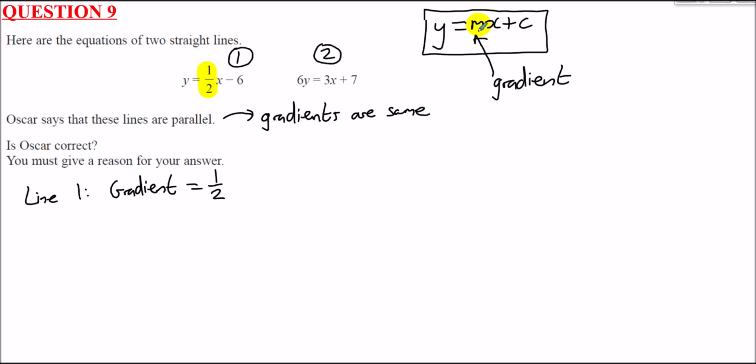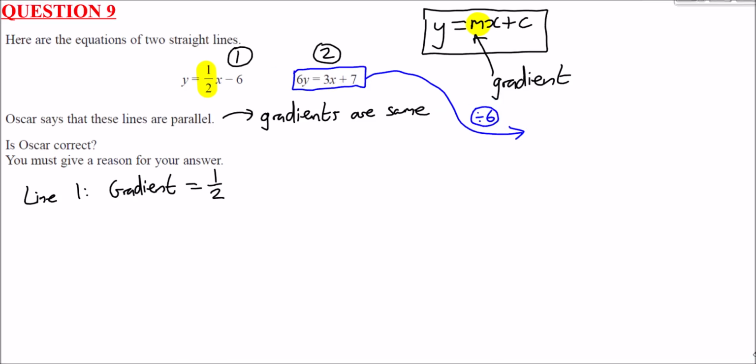Now line 2 isn't in the form y equals mx plus c, because it's 6y rather than just 1y. We can easily alter this by dividing both left and right by 6. If we divide both sides of the equation by 6, we get that y equals 3 divided by 6 x's, plus 7 divided by 6, because we need to divide all bits by 6. This simplifies because 3 over 6 is the same as a half. So we get y equals a half x plus 7 over 6.